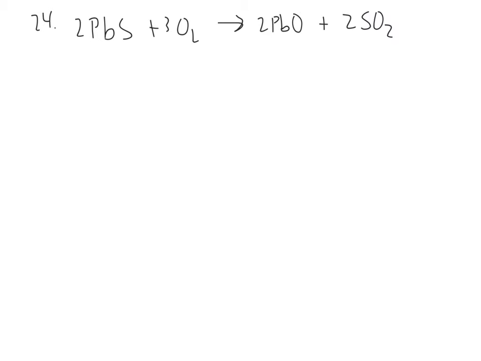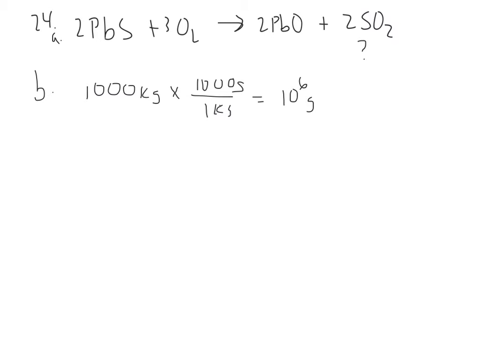And then B wants to know what mass of sulfur dioxide is produced when 1 tonne, and tonne is spelled T-O-N-N-E. So here's another little quirk for you. This is a metric ton, which is 1,000 kilograms. So how much sulfur dioxide is produced when 1 tonne of the lead sulfide is heated? So 1,000 kilograms times 1,000 grams per kilogram, that's a lot of grams. So we've got 1,000,000 grams, or 10 to the 6 grams of PbS being heated.